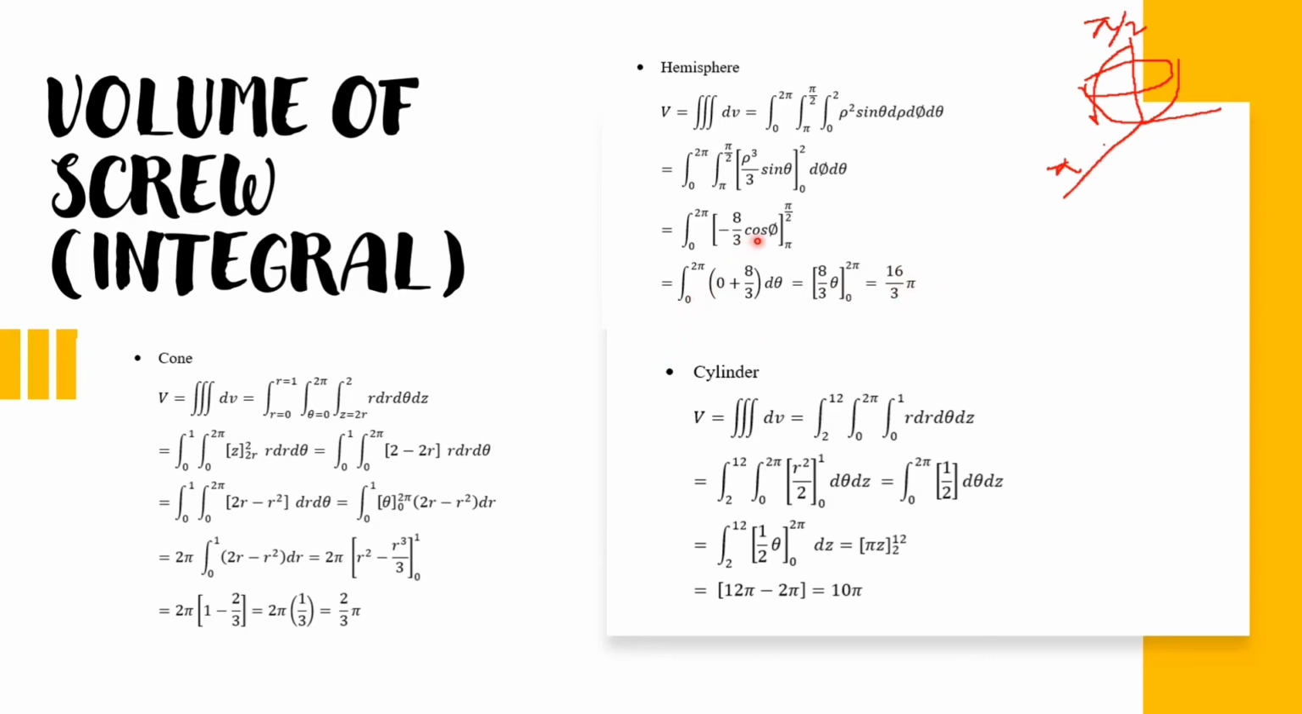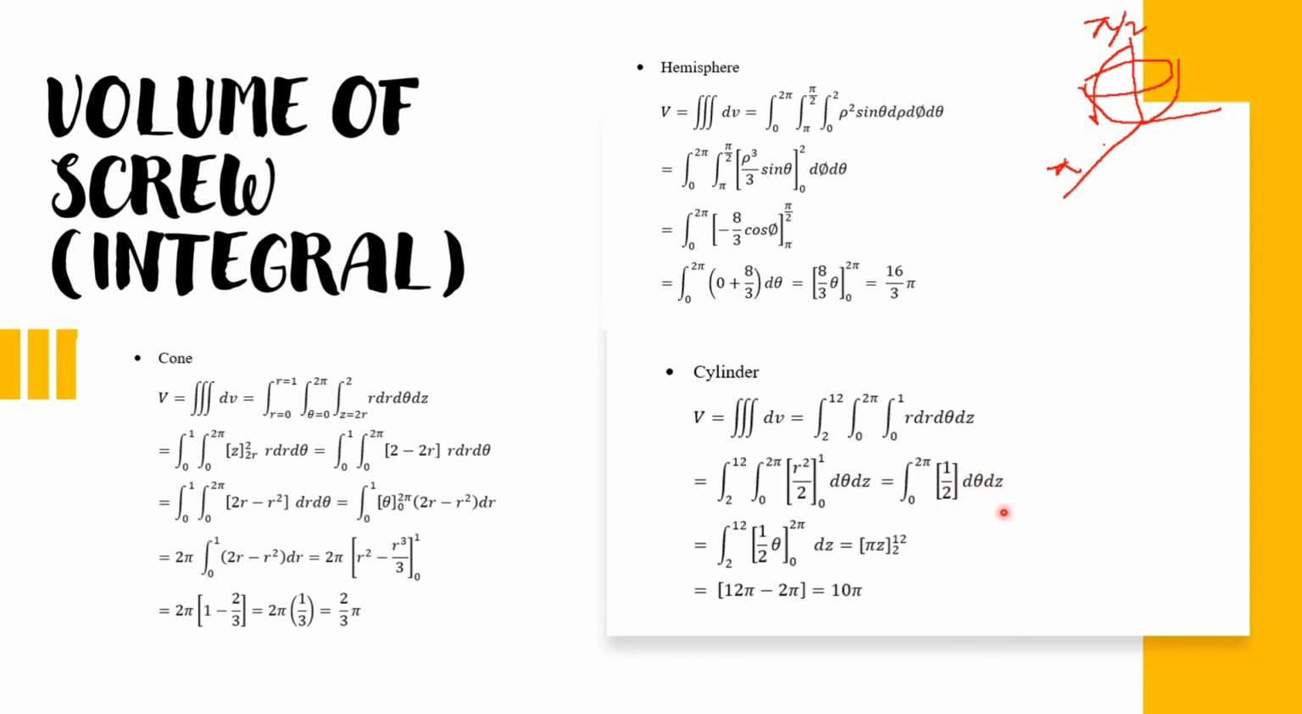So the next one is the middle part, which is the cylinder. So the height is 2 to 12, theta is 0 to 2 pi, and the radius is 0 to 1. So for the cylinder, using r dr d theta dz. So as usual, we integrate for the r part first. So we got r squared over 2. And then we insert 1, 0. We got 1 over 2, d theta dz.